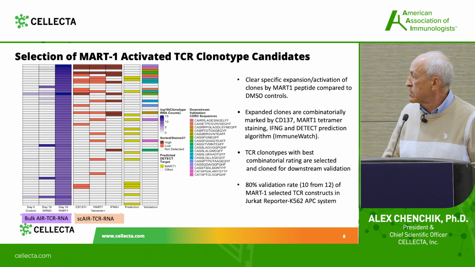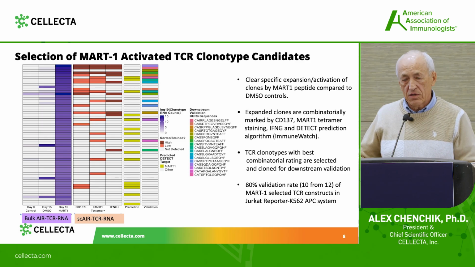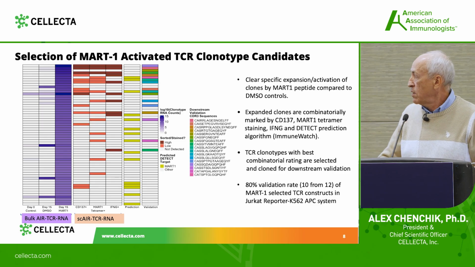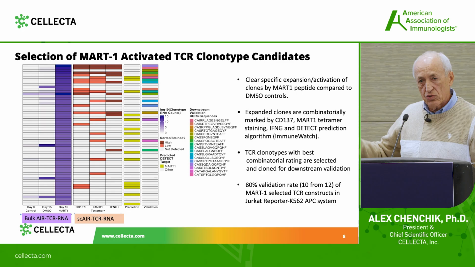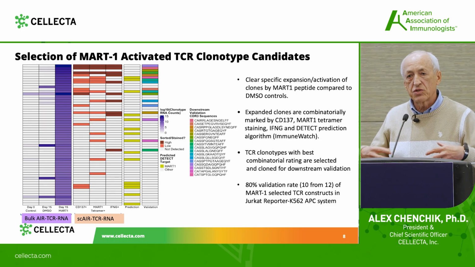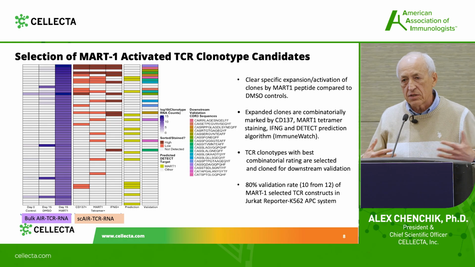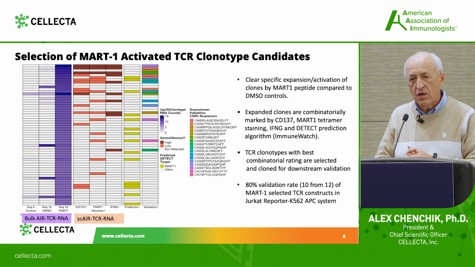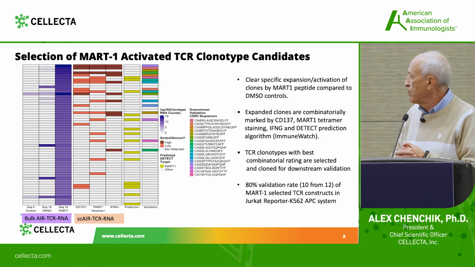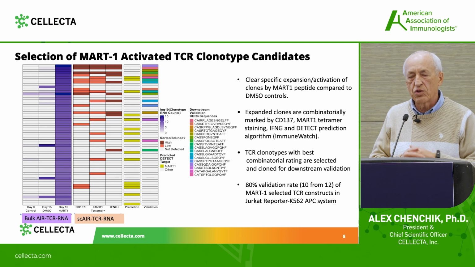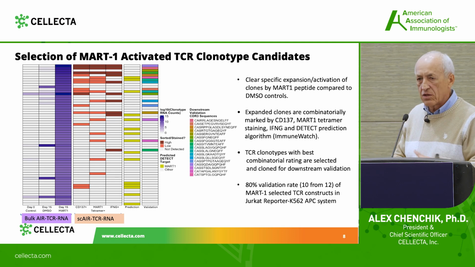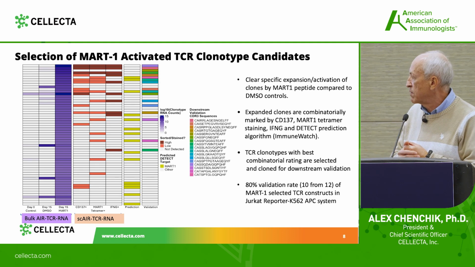But you can see here, the next 3 columns are CD137, MART1, and interferon gamma staining of the cells after 2 weeks. It provides additional rather rich information about clonotypes, but the information is rather sparse. It's not a perfect correlation, but it gives you some confidence that these clonotypes which are expanded are real, and they are specific.